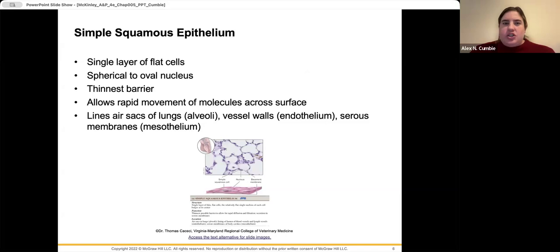So we'll just go into each kind of epithelial tissue by whether it's one layer or two layers and by its shape. And we'll take a look at where you might find this in the body and what its function is as well.